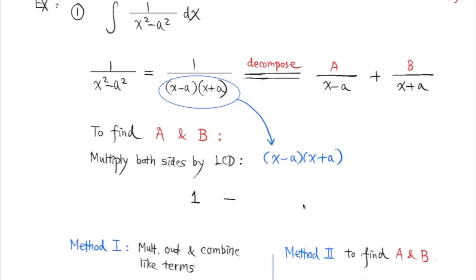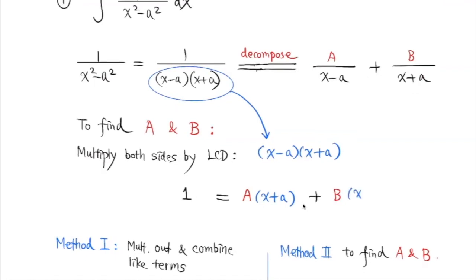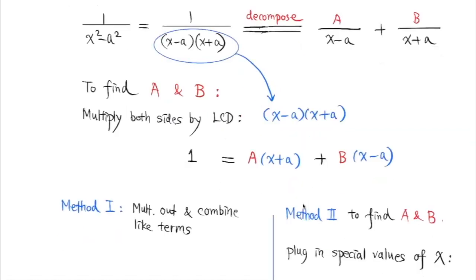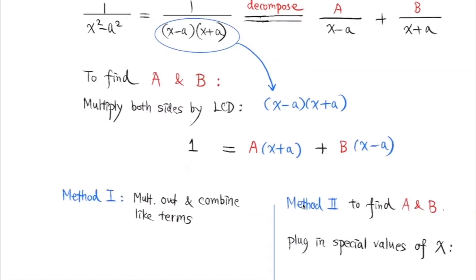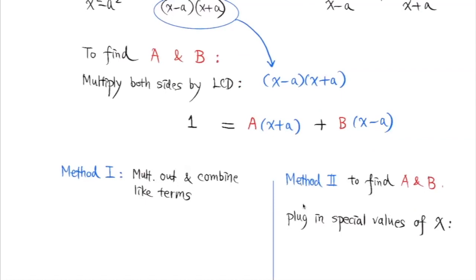And then equal to, using this times this one over here, we got a times x plus a, and then adding b times x minus a. You got this? Now, there are 2 different methods to find the a and b here. I'm going to go through them, and you can choose whichever method that you prefer. So how can I find this a and b? The first method here is to multiply out and combine items.